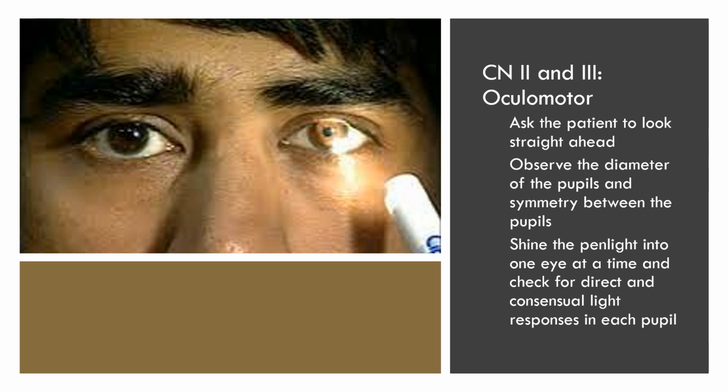In addition, you're going to check the pupillary reflex and the accommodation reflex, which involve both cranial nerves 2 and cranial nerve 3, the oculomotor nerve, which is what I was mentioning earlier. So you observe the diameter of the pupils, you observe pupillary symmetry, and then you check each eye for direct pupillary constriction and consensual light responses.